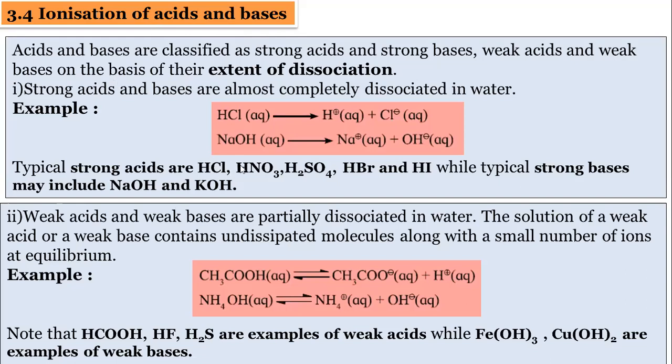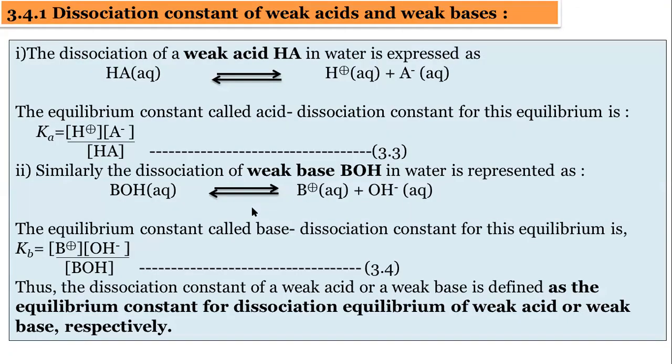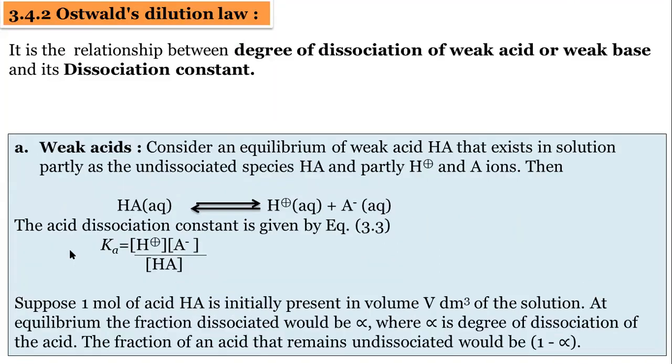So examples can be asked for 1 mark. Write the examples of strong acids and strong bases. What is meant by weak acids and weak bases. No larger question will be asked on it. You know about this Ka and Kb. According to the law of mass action, Ka is the dissociation constant of a weak acid, and Kb is the dissociation constant of a weak base.